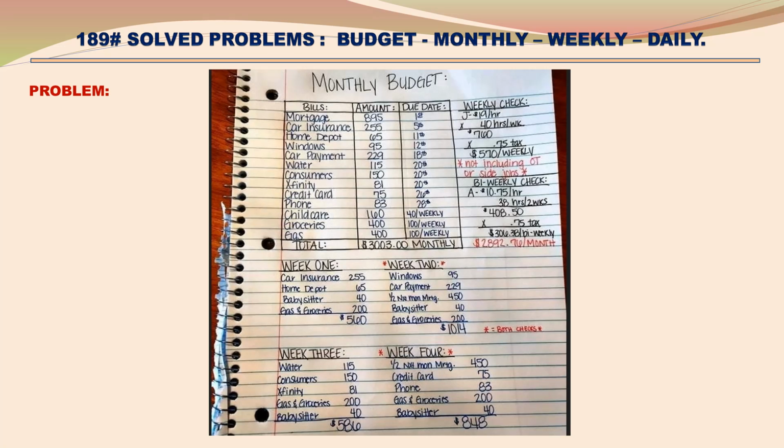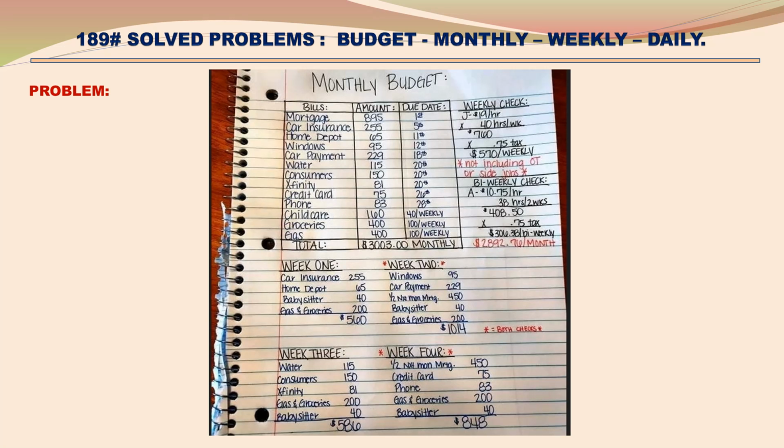Groceries 400, 100 per week. Gas 400, 100 per week. Total 3003 monthly expenses. They are broken into weeks. Week 1: car insurance 255, home department 65, babysitter 40, gas and groceries 200. Total for week 1 is 560.